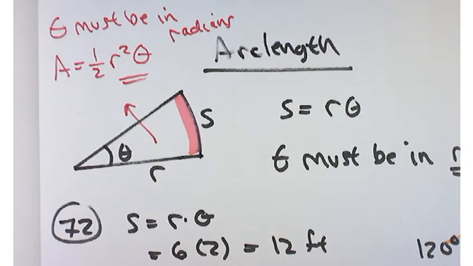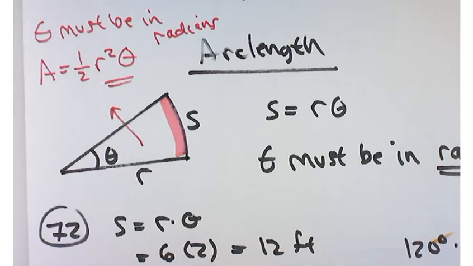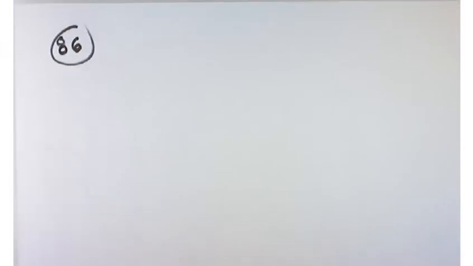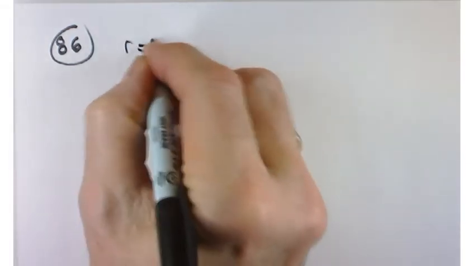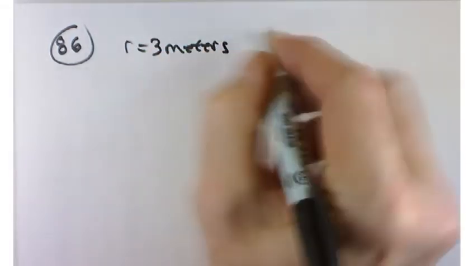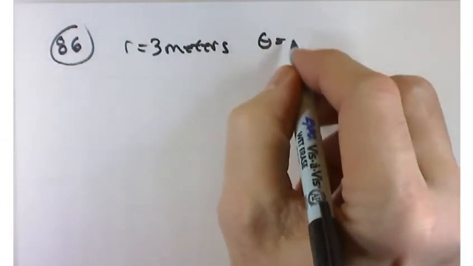So, okay, we'll keep that in mind and look at some other problems. Let me grab which one we want to do next. I think we'll do problem number 86 next. All right, so here we got r equals 3 meters, and theta is a familiar 120 degrees.